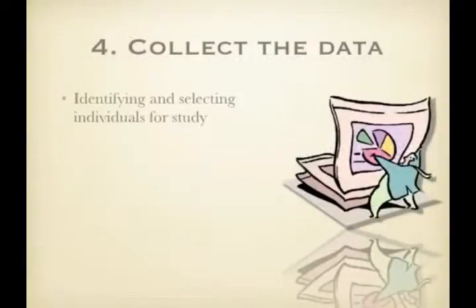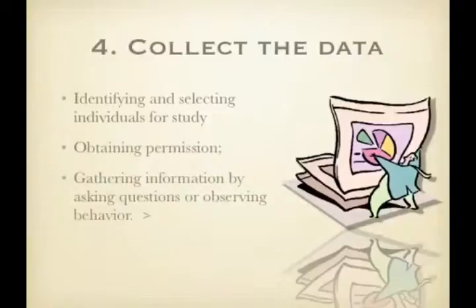The next thing you do is you collect the data. You identify individuals for study. This is often called sampling the population group, the individuals from the entire population that you wish to single out for study or to talk to about gaining more information. You obtain permission from the site that you're working and from the individuals that you're going to be working with. And then oftentimes you gather that information by asking questions or observing behavior.